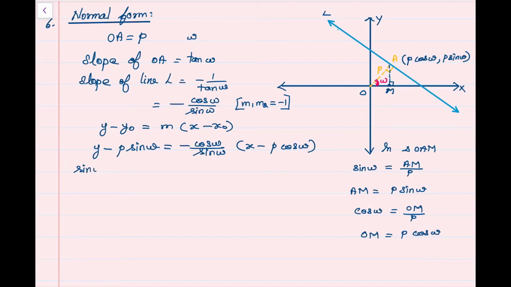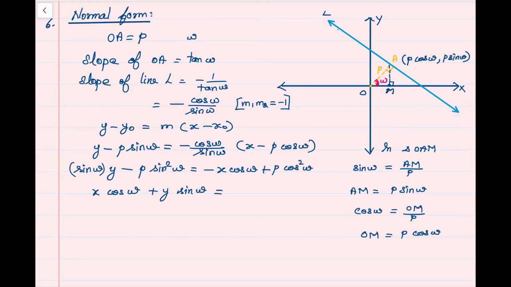Let us multiply by sine omega. Y sine omega minus p sine square omega is equal to minus x cos omega plus p cos square omega. Therefore, we get x cos omega plus y sine omega is equal to p times (sine square omega plus cos square omega), which becomes 1. This is the equation of a straight line in normal form, where p is the length of the normal and omega is the angle made by the normal with the positive direction of x-axis.